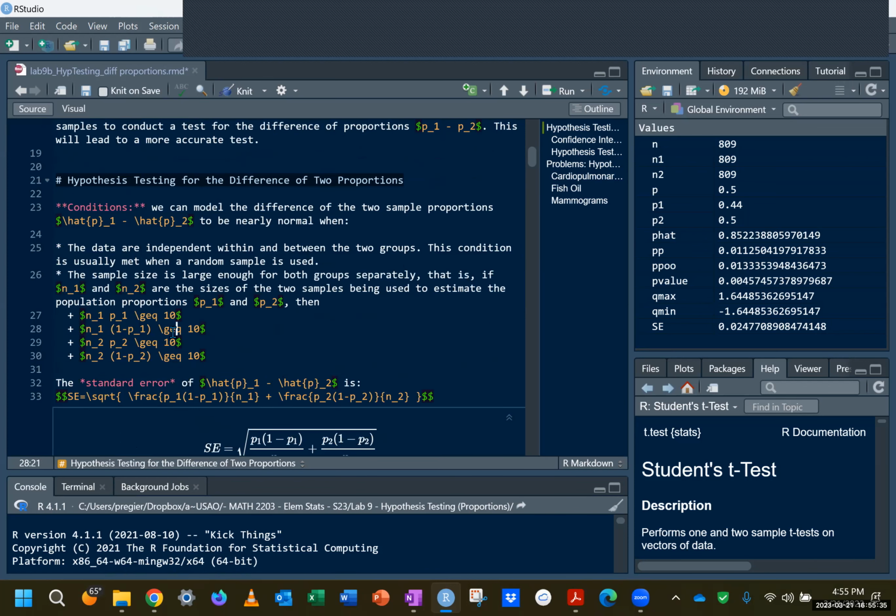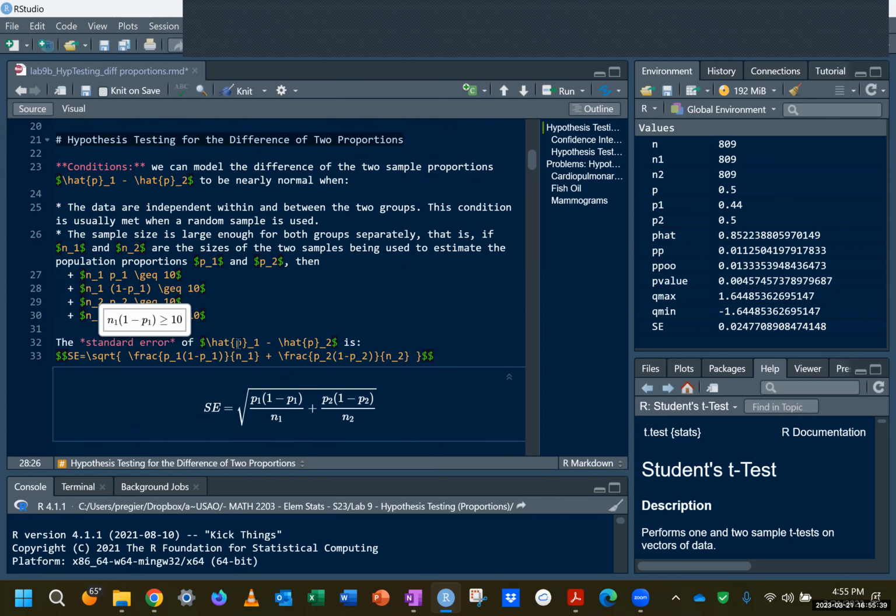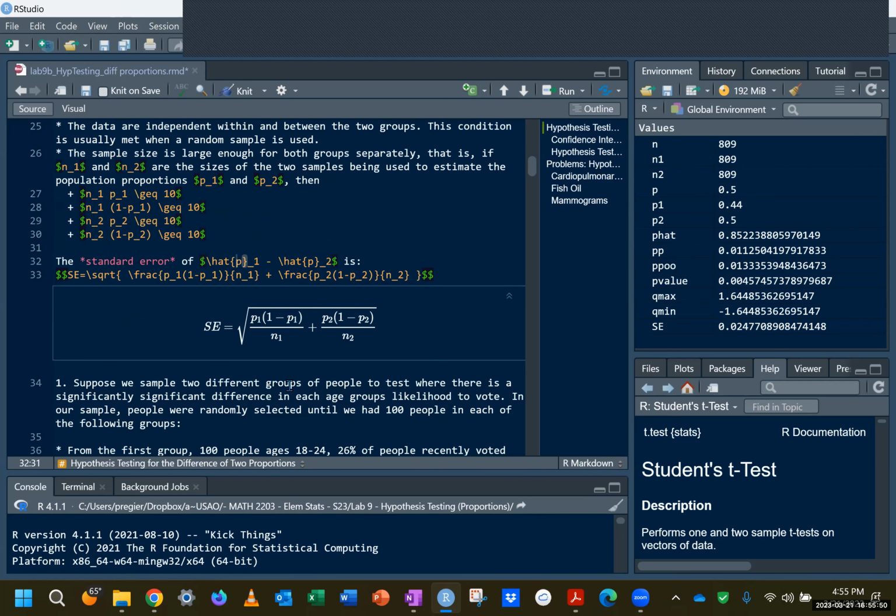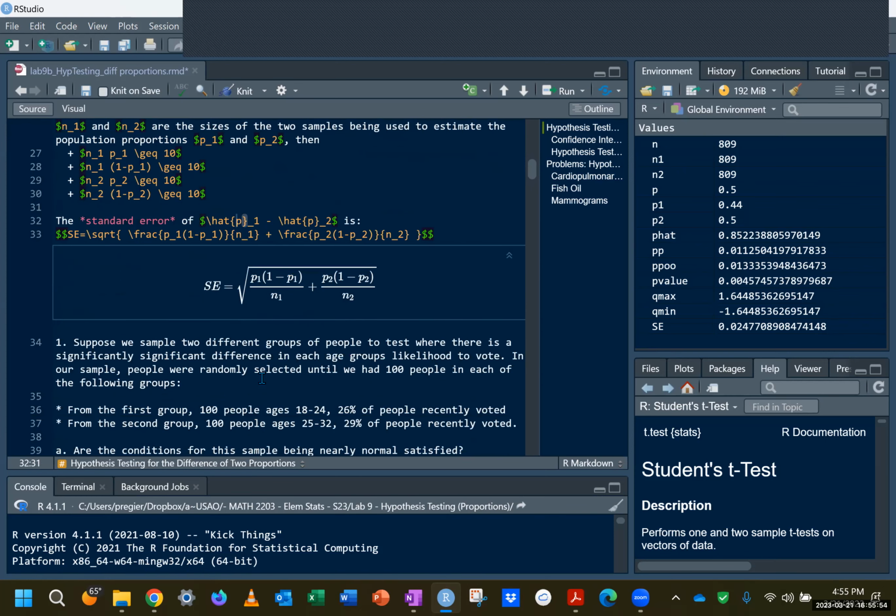And then if these conditions are true, we've got a new standard error. The standard error of this P1 minus P2 that we're trying to sample looks like something like this. So that's the theory. This is what the central limit theorem tells us for two proportions. So let's look at an example.